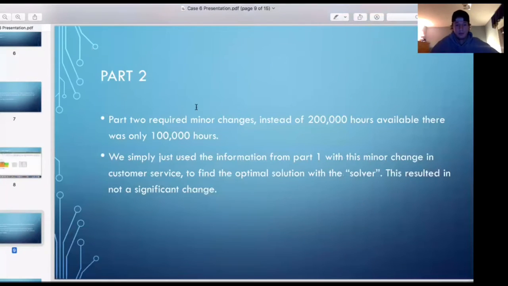All right, so moving on to part two. Part two requires a very minor change. Instead of 200,000 hours available, there was only 100,000 hours. We simply use this information from part one with this minor change in customer service to find the optimal solution with the solver. This resulted in not a significant change.